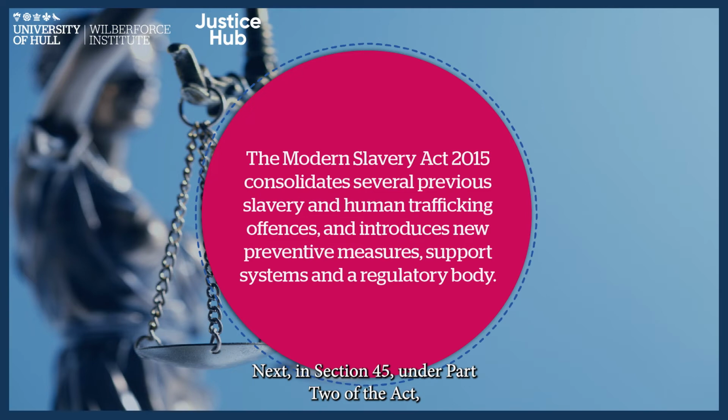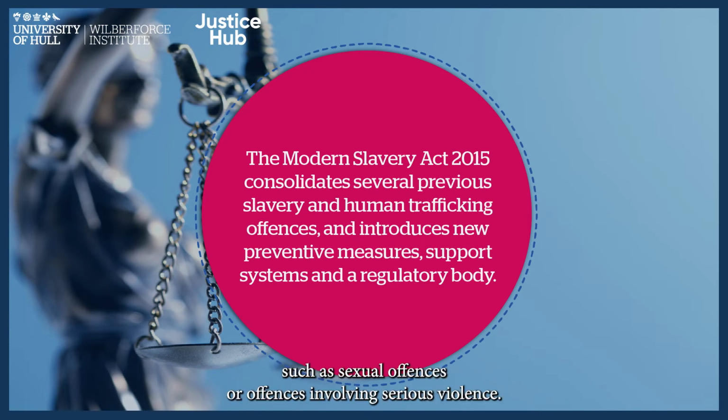Next, in Section 45, under Part 2 of the Act, we see a defence for slavery or trafficking victims who commit an offence. Potential victims of modern slavery may be suspected or accused of committing criminal offences. Section 45 of the Modern Slavery Act provides a statutory defence for adult and child victims who have been forced, threatened or deceived into committing certain crimes by their exploiters. The defence does not apply to the most serious crimes, such as sexual offences or offences involving serious violence. Guidance by the Crown Prosecution Service outlines the crimes that do not apply to this defence.